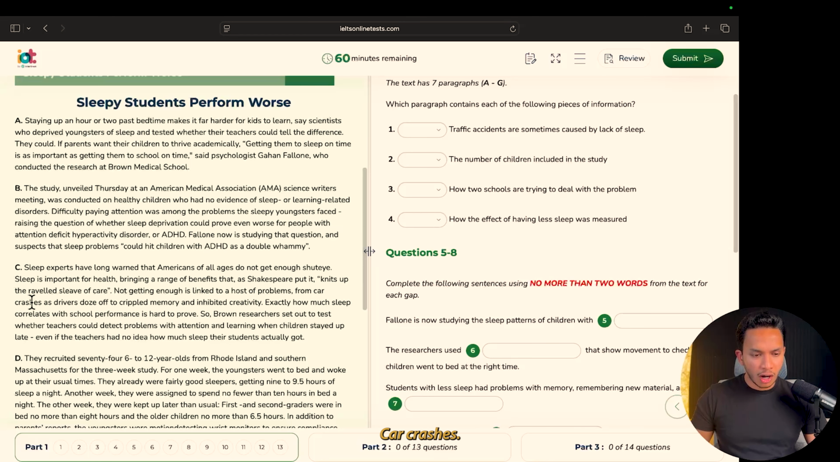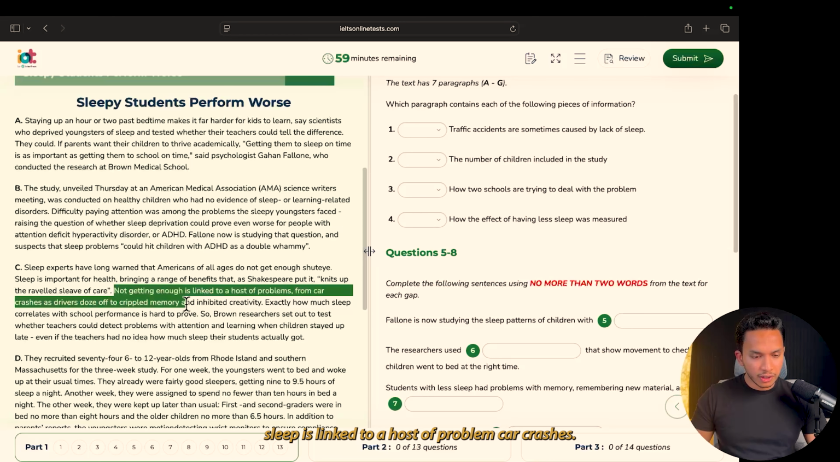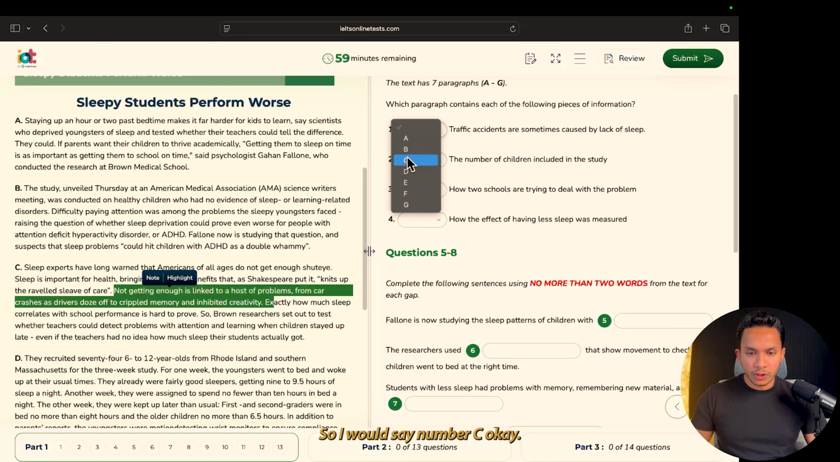Traffic accident, car crashes. Getting not enough sleep is linked to a whole host of problems. Car crashes, drivers, it scribbles into memories and inhibits creativity. So I would say number C.